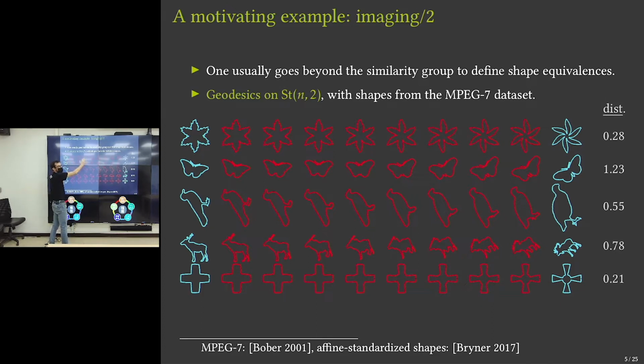I will talk about geodesics from a mathematical point of view in the following slides. But let's say it's the shortest path on this manifold between these two shapes, and that's just a way to see what they might look like.